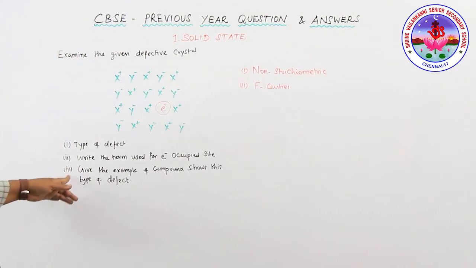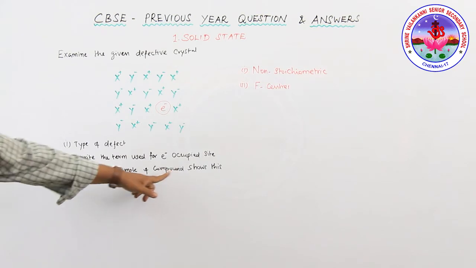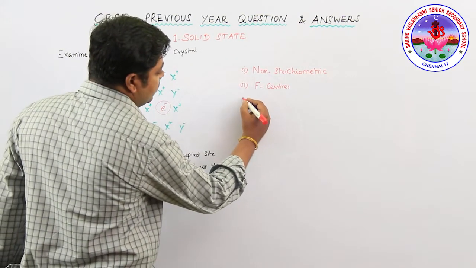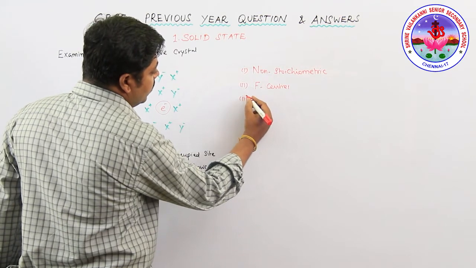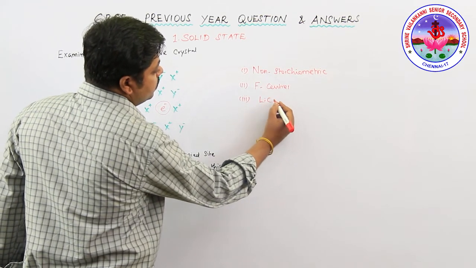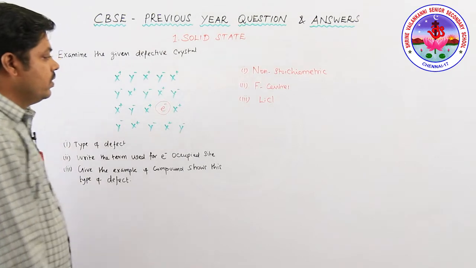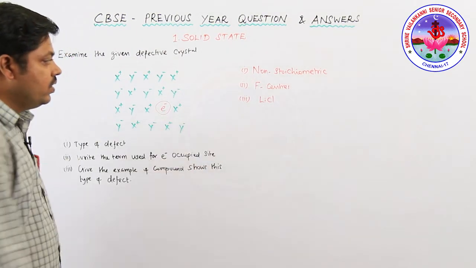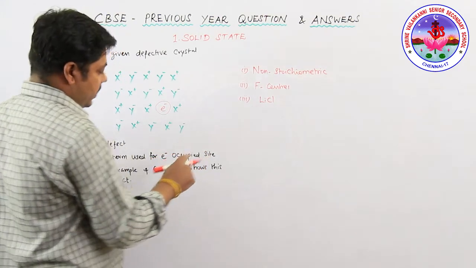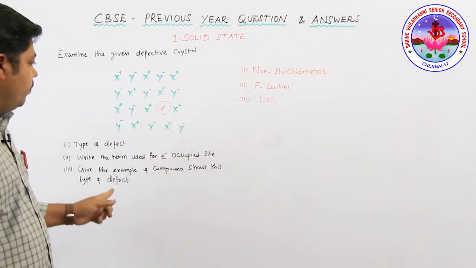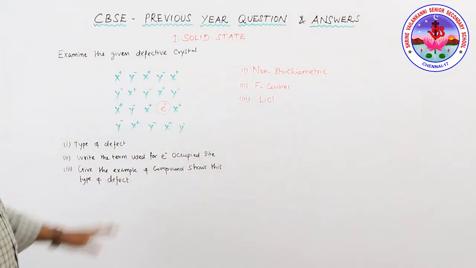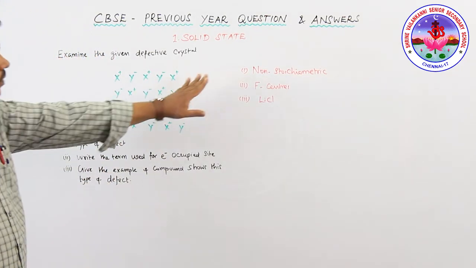Then third is what? Give an example of a compound that shows this type of defect. You may well know that it is lithium chloride, usually showing this type of defect. So lithium chloride on heating in alkali metal vapors forms this type of defect. So the exact example is lithium chloride. So this is the answer, and you have to write like this.